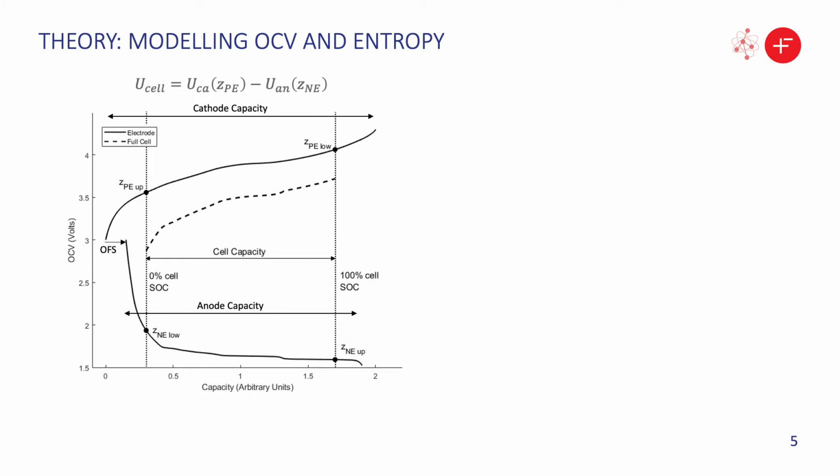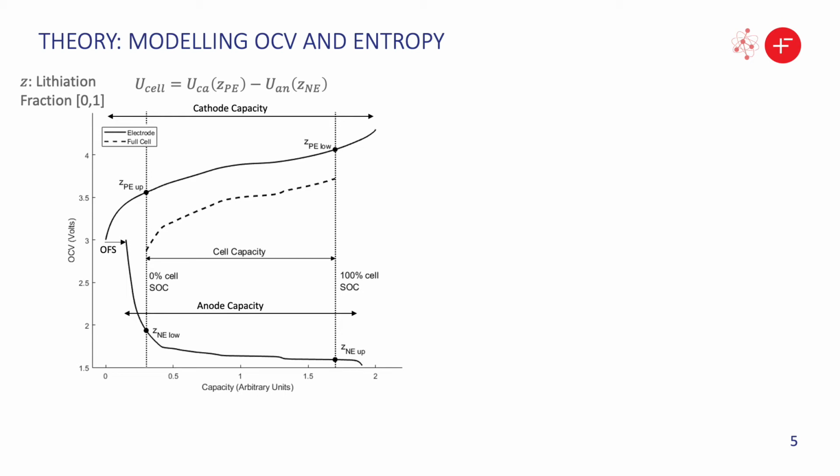If we fix cell capacity, we can adjust the relative amounts of electrode capacity and the offset between them to change the shape of the full cell OCV. The lithiation fraction Z can be thought of as a state of charge for each electrode. As shown on the figure, there is an upper and lower bound on Z for each electrode, which is shown in the figure by ZPE up, ZPE low, and the same for ZNE.